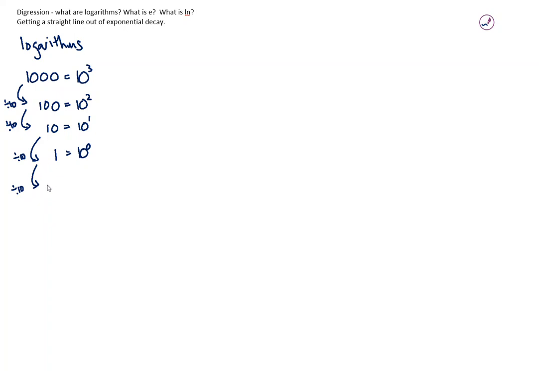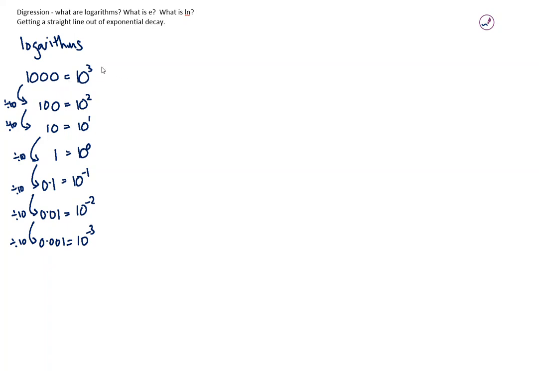Let's keep going, divide by 10. Now we get to a tenth, or 0.1. If we keep doing this pattern, that gives 10 to the minus 1. And again. We can keep going on forever. I'm not going to, but I just want you to see that pattern.